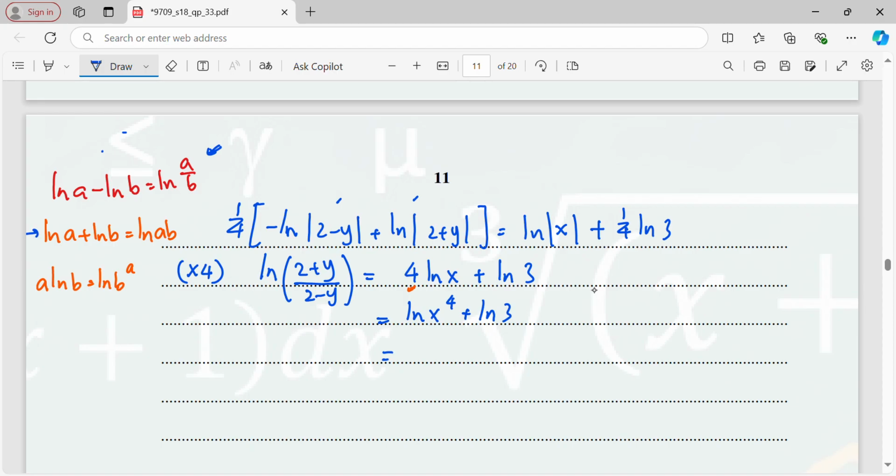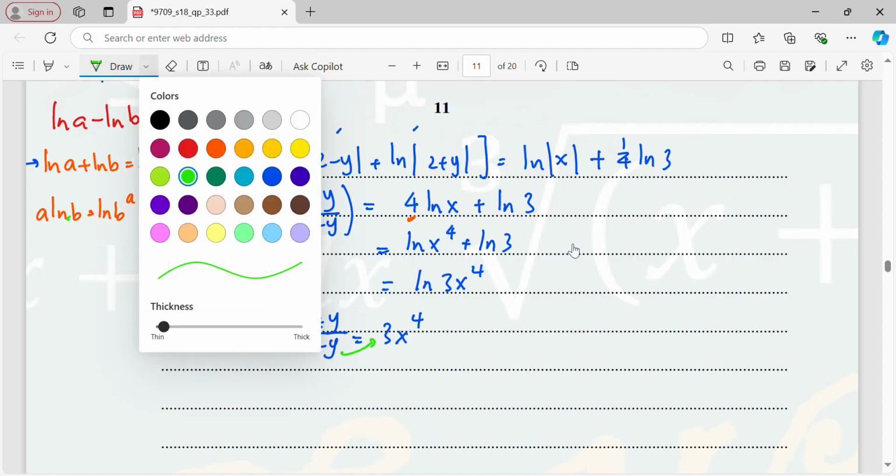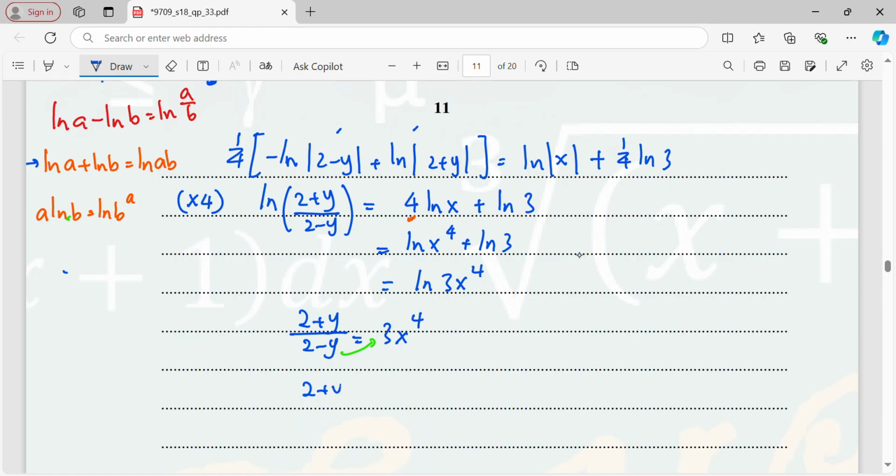So now I can combine. When I combine, it will be multiplication because of the plus. And now, on left and right side, you are getting only 1 ln. Therefore, the ln can be cancelled off. Then I will be getting 2 plus y over 2 minus y equals 3x to the power 4. Now to get y as the subject, this 2 minus y will be moved up. Then I will be getting 2 plus y equals 3x to the power 4 multiplied with 2 minus y. And now I will do expansion.